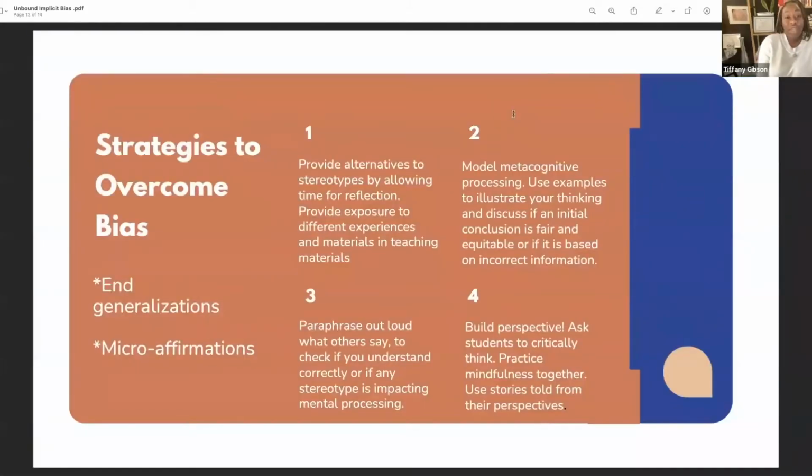And so here are some strategies to overcome the bias. One, we want to make sure that we are ending generalizations.